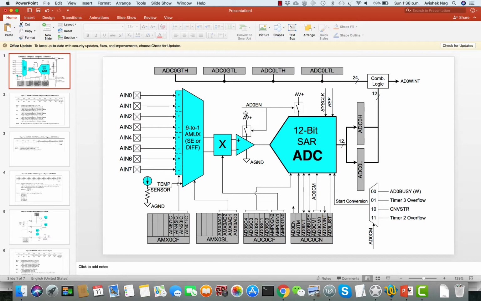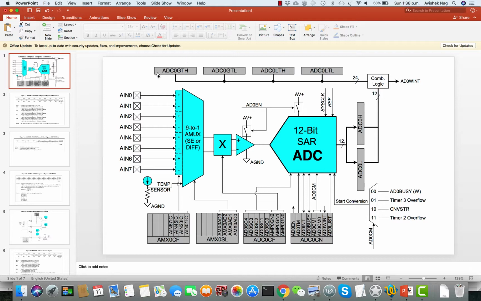And then you have to also set this to 1 to start the ADC. These four registers have some different functions which we are not going to use for this lab, so I'm skipping the details of this right now. If you are interested, you can check the detailed data sheet where everything is given.